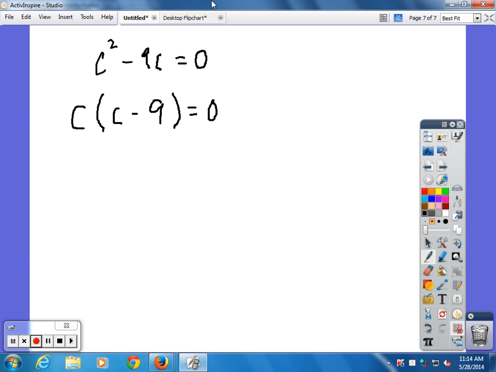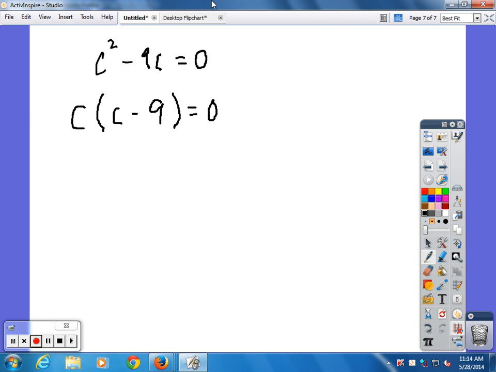Okay. Now, if I have something equal to 0, then that means one of the two factors, one of the two things that equal 0, has to be what? 0. 2 times 0 is equal to 0. 0 times 2 is equal to 0. One of them has to be 0.